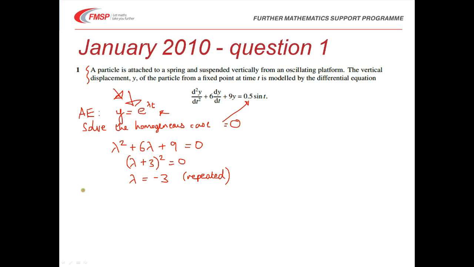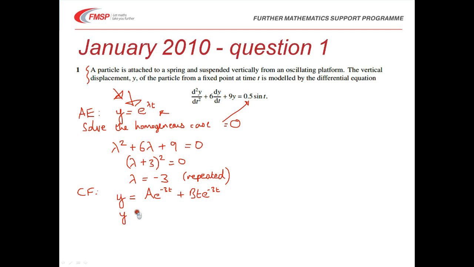So what you need to realize is that your complementary function, which is code name for the solution to the homogeneous case, will be something like this. It'll be actually some constant times the thing we guessed at, and we now know that lambda is minus 3. But it will also be some constant times the sort of next order up, so you're multiplying that by t as well. This is going to be our complementary function.